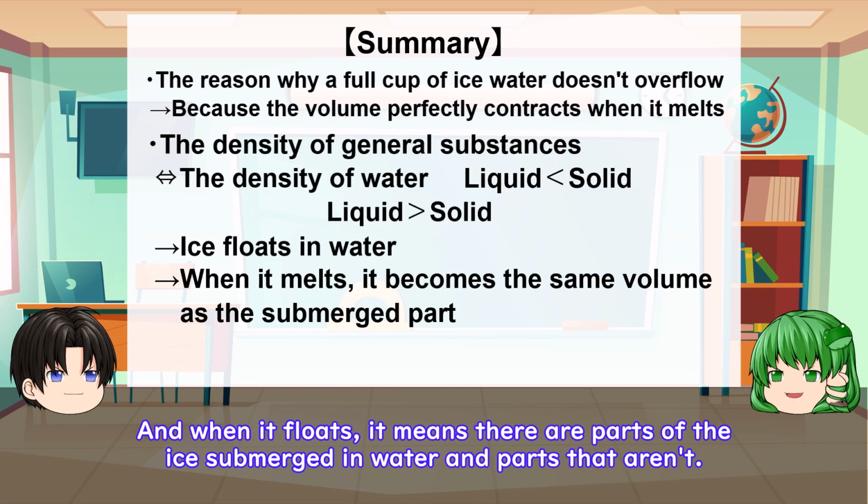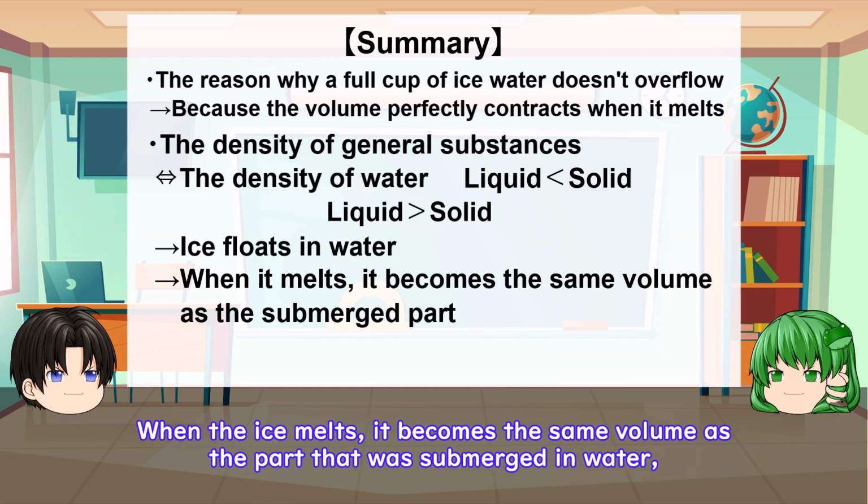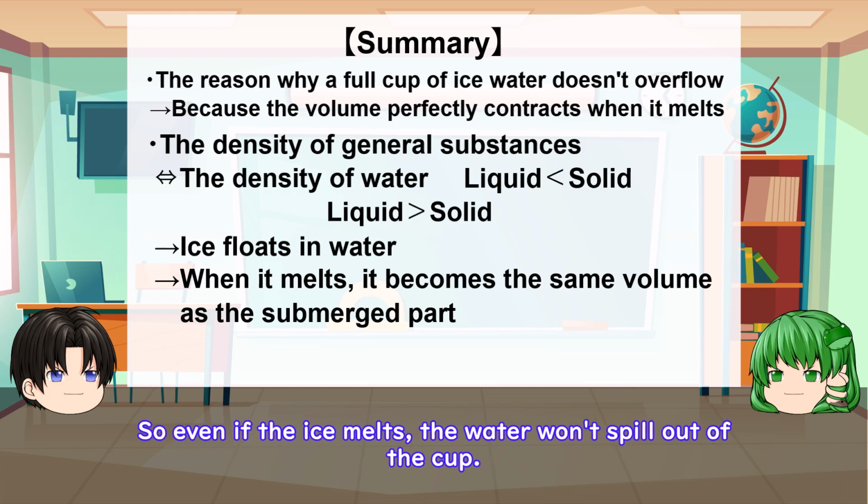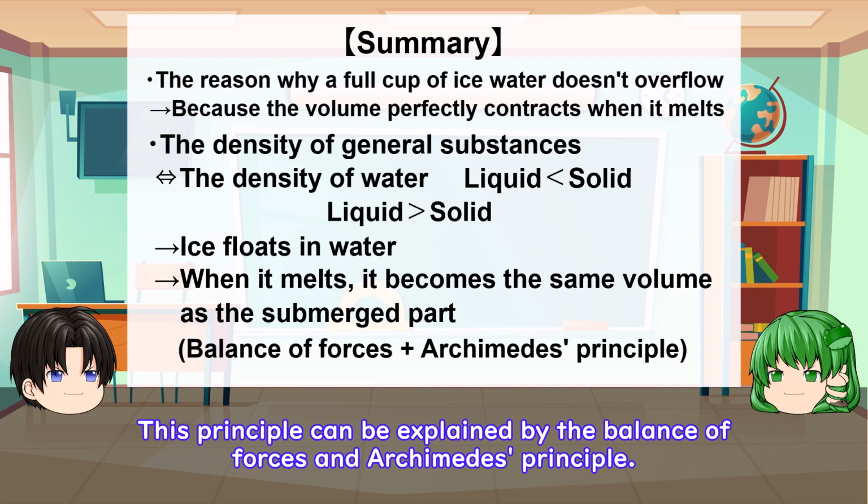And when it floats, it means there are parts of the ice submerged in water and parts that aren't. When the ice melts, it becomes the same volume as the part that was submerged in water, so even if the ice melts, the water won't spill out of the cup. This principle can be explained by the balance of forces and Archimedes' principle.